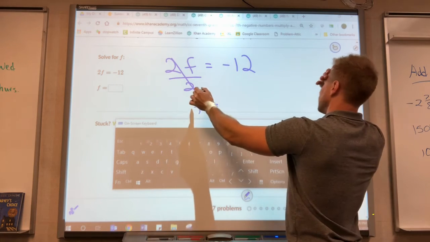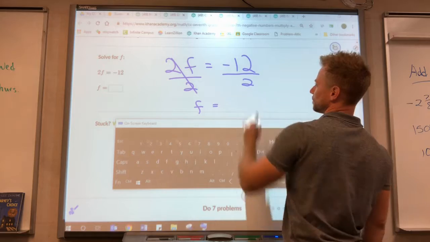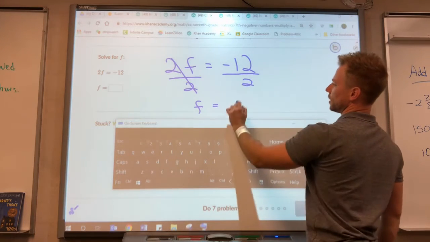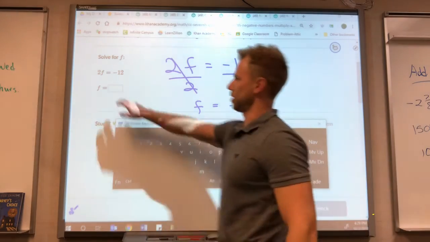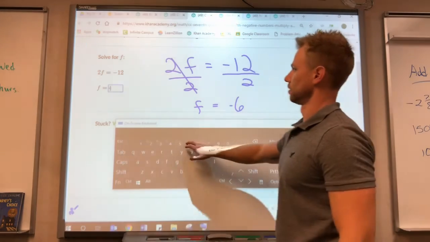What we do to one side, we need to do to the other side. So we divide by 2. 12 divided by 2 is 6. A negative and a positive makes a negative. So that would give us a -6.